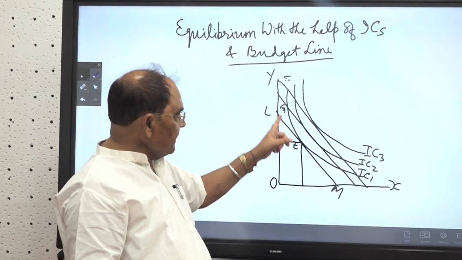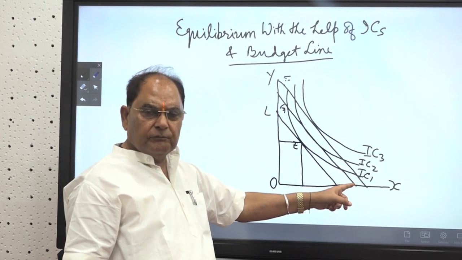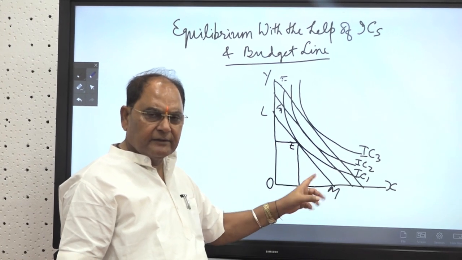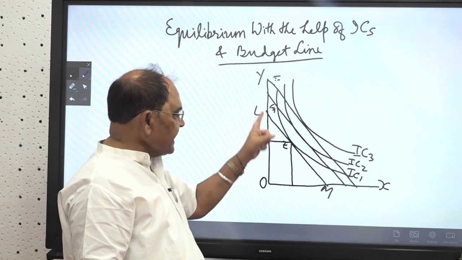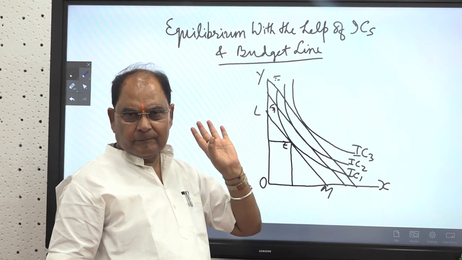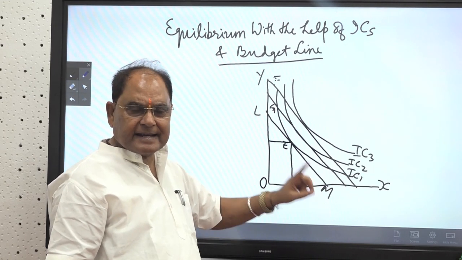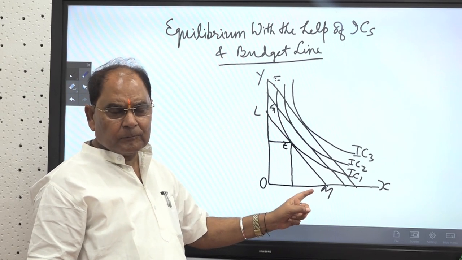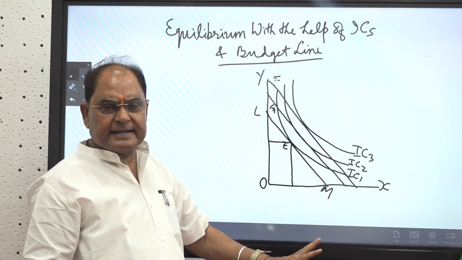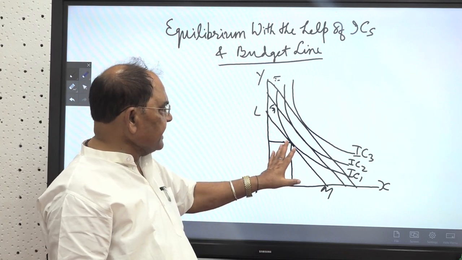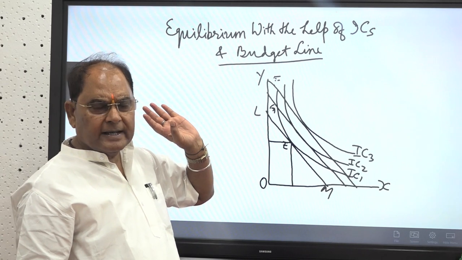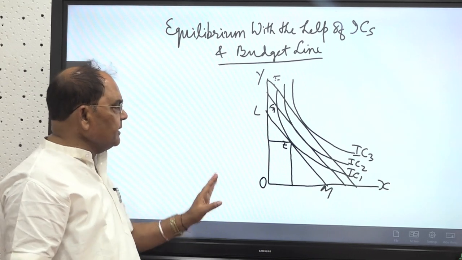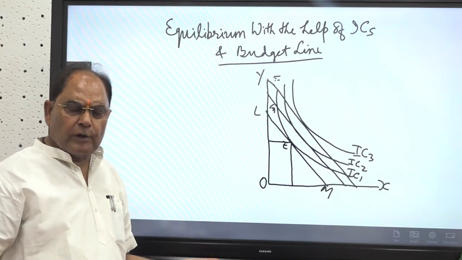Number one, MRS XY should be negative, which is denoted by the shape of the indifference curve. And second point, the budget line should be tangent on the indifference curve. So if the budget line is tangent on the indifference curve and MRS XY is negative, then the equilibrium created will be the stable equilibrium. Clear? So now for equilibrium, there should be two conditions.